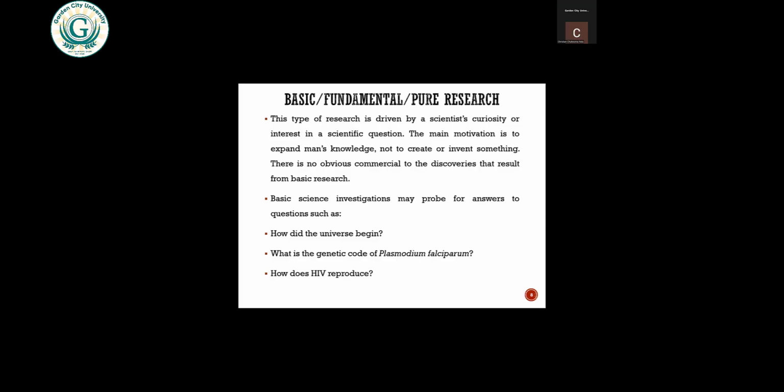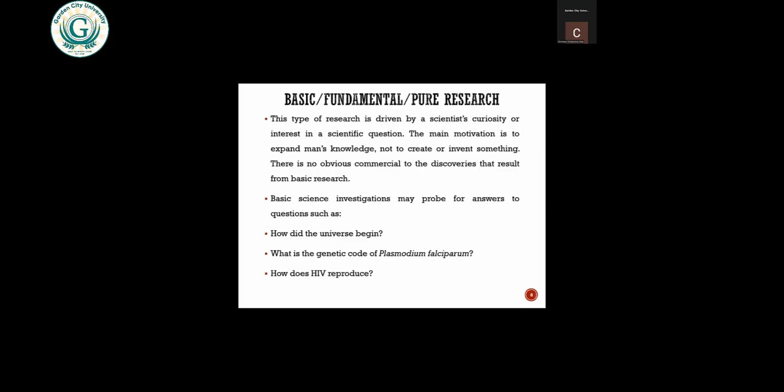A research that will find out the genetic coding of Plasmodium falciparum is just done to satisfy someone's curiosity. How does the HIV virus reproduce? That type of research is done to satisfy someone's curiosity. So it doesn't solve everyday problems.